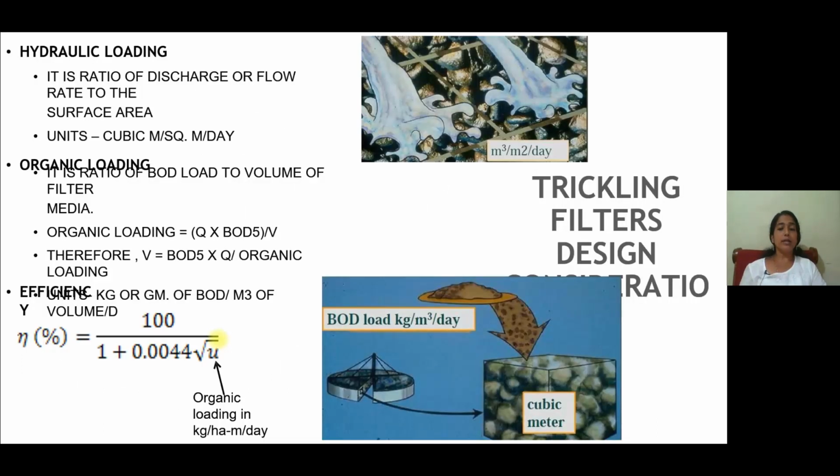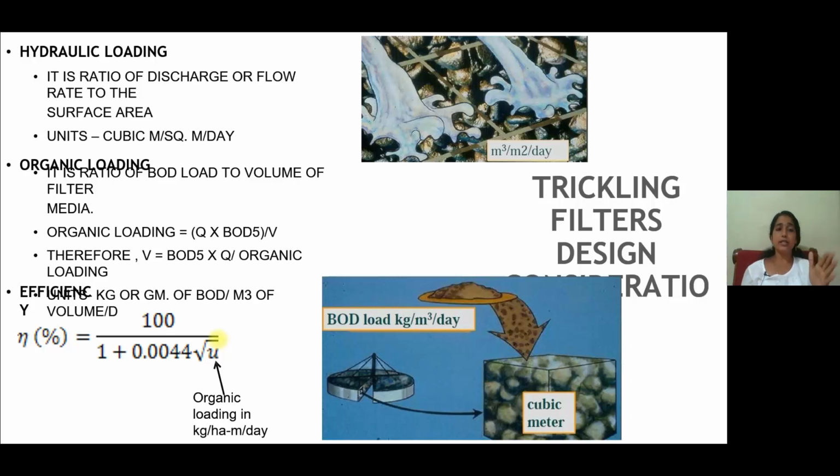Then the hydraulic loading in the trickling filter. It is the ratio of discharge or flow rate to the surface area. That is flow rate divided by the surface area. The unit of the hydraulic loading rate is meter cube per square meter per day. That is volume per surface area per day.